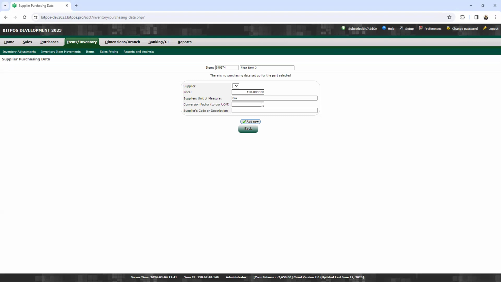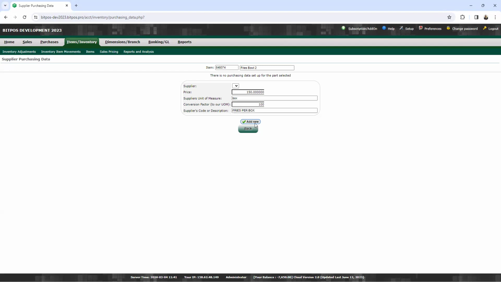Then the conversion, for example, 100 kilograms. Then the supplier code or description, price per box.